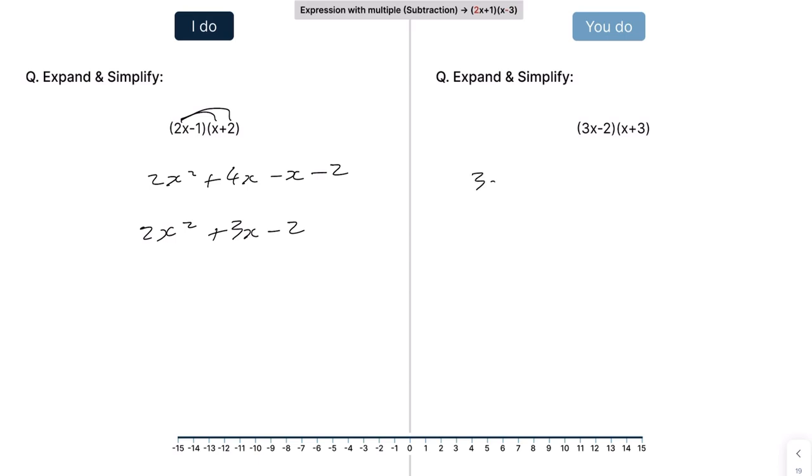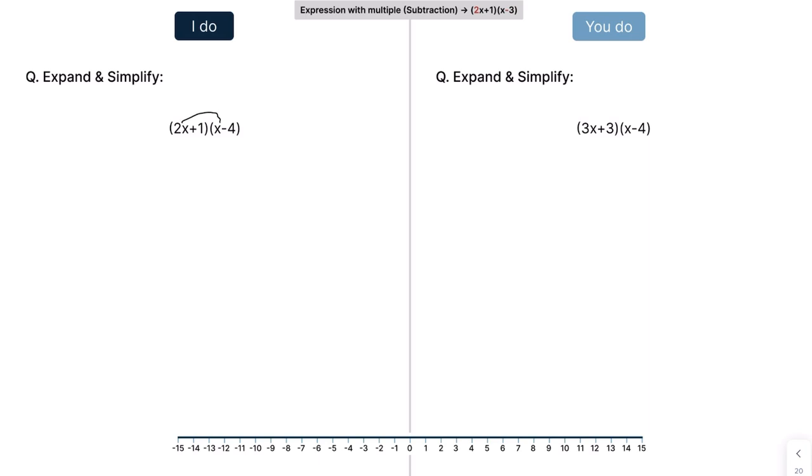So that's 3x squared plus 9x minus 2x and minus 6. That's 3x squared plus 7x minus 6.